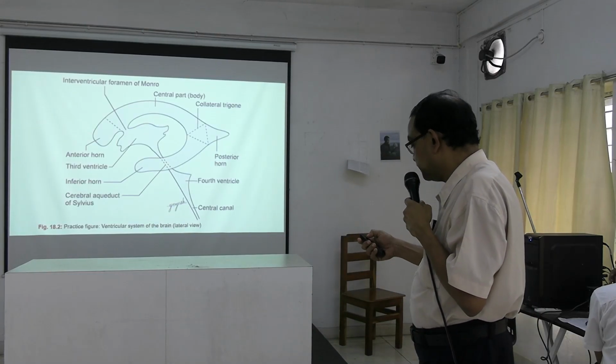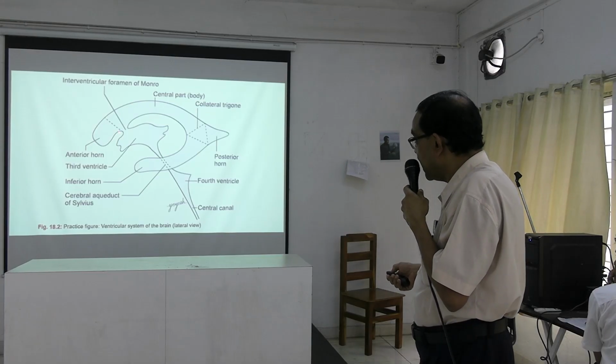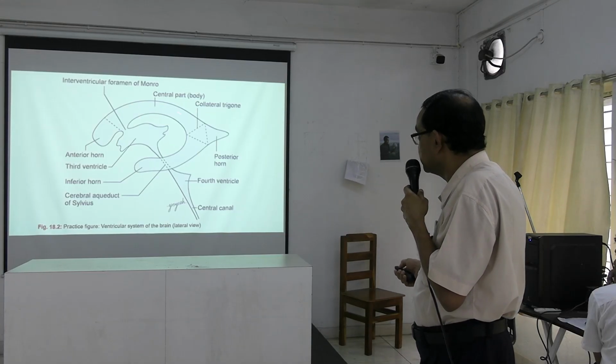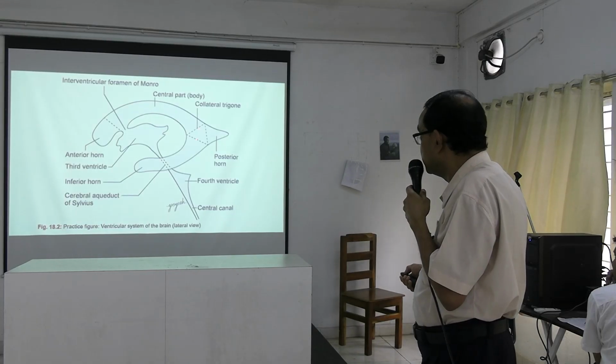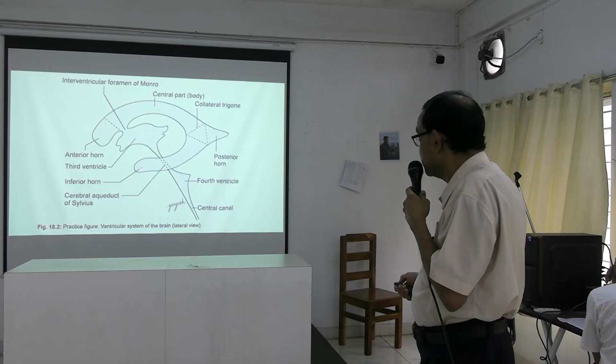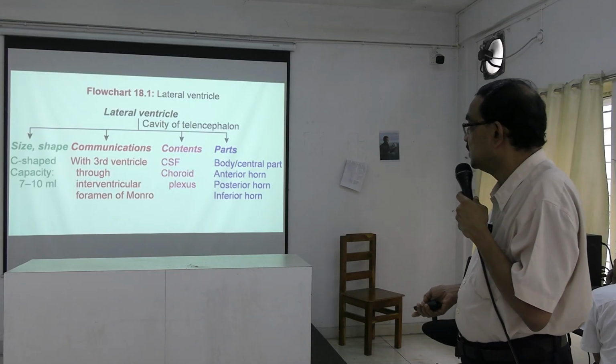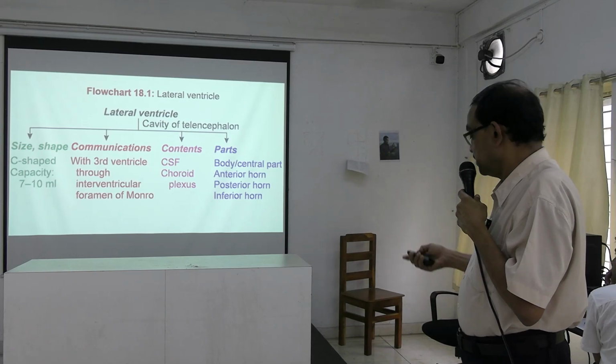Now this is the shape. Again, this is the anterior horn, this is the central part or body, this is the posterior horn, and this is the inferior horn.